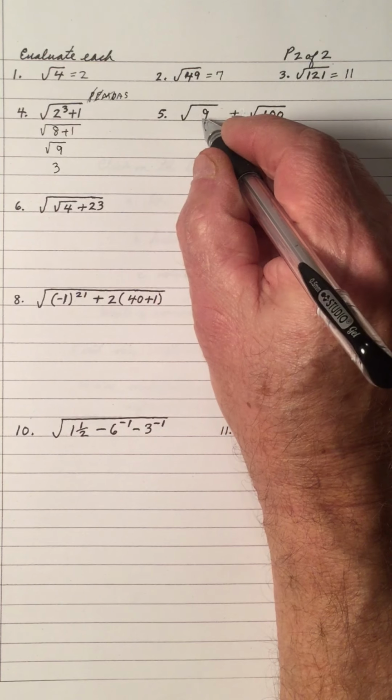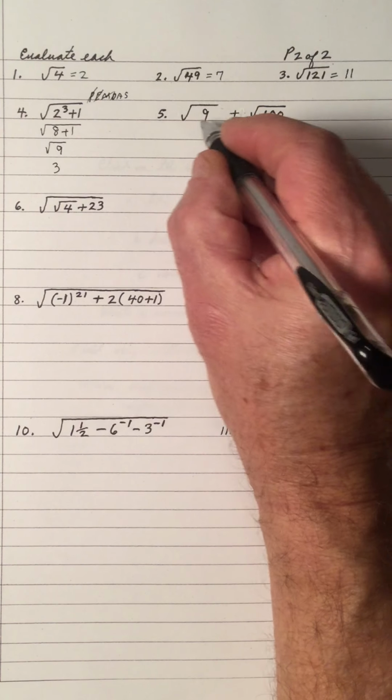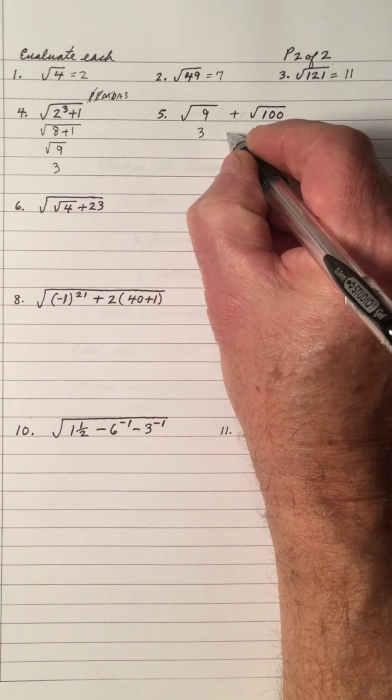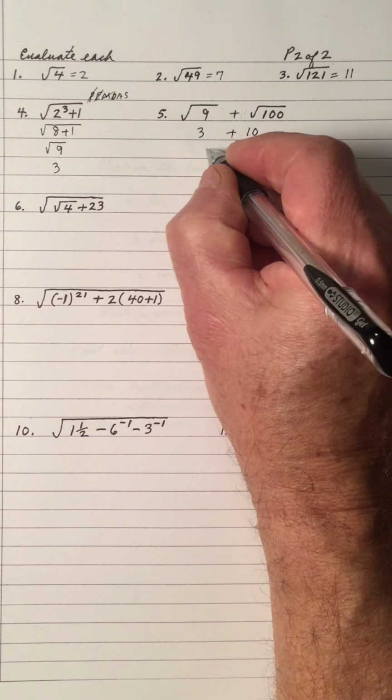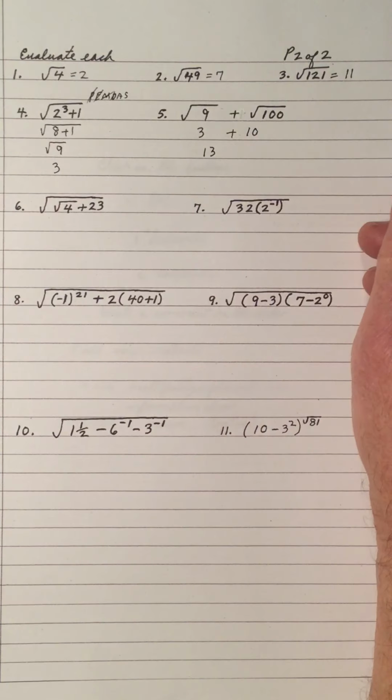Number 5, the square root of 9 plus the square root of 100. The square root of 9 is 3. The square root of 100 is 10, and 3 plus 10 is 13.